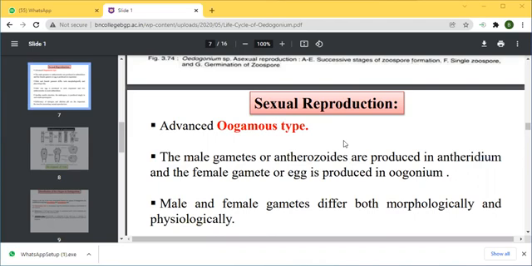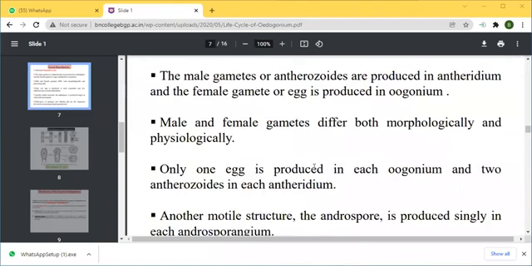What are the sex organs here? Male and female, both are the sex organs. Male gametes or antherozoids are produced in the antheridium, and the female gamete or egg is produced in the oogonium. Male and female gametes differ both morphologically and physiologically. Very different structures are there. Only one egg is produced in each oogonium and two antherozoids in each antheridium.